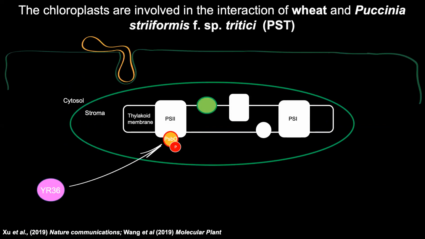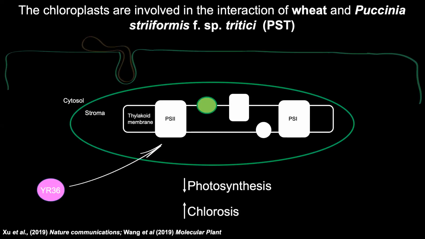And in this study, it was shown that the protein which YR36 encodes phosphorylates the photosynthetic protein PSBO, which leads to its degradation. Loss of this protein from the photosystem II complex leads to inhibition of photosynthetic processes and induces chlorosis, preventing PST growth and thus providing the plant with resistance to PST.